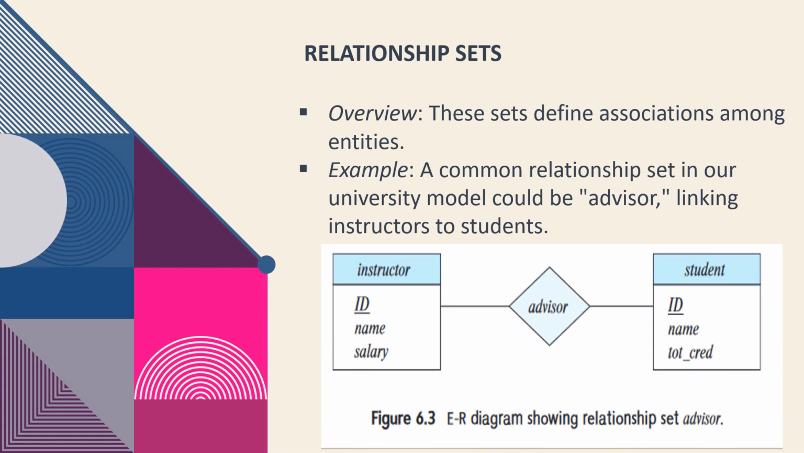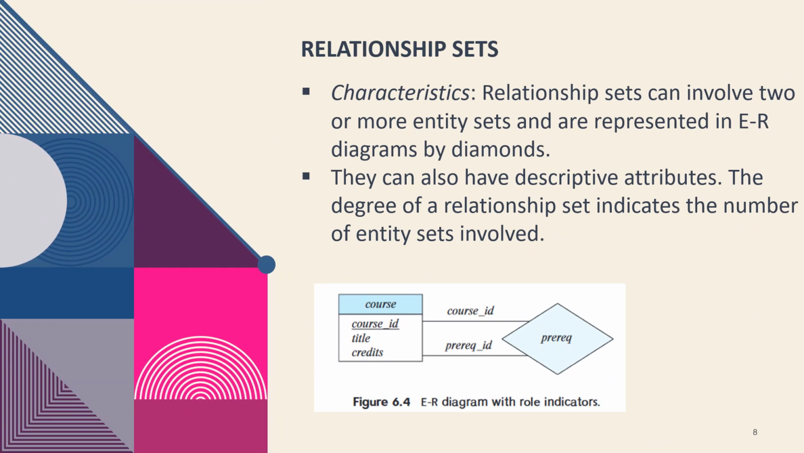Moving on to relationship sets, these define how entities interact with one another. An ER diagram often uses diamonds to represent these relationships, such as the advisor relationship linking instructors to students. The diagram clarifies connections and lays out the structure of the database. Role indicators further detail these relationships. In some cases, an entity may participate in a relationship in more than one way.